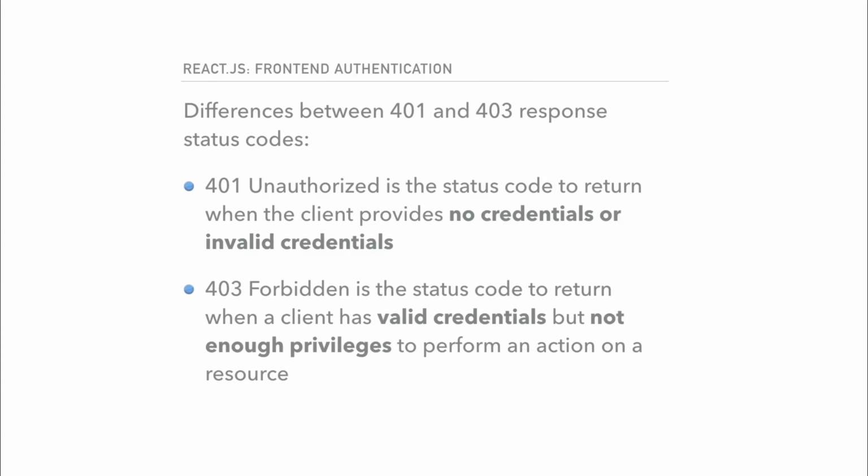Since we started talking about the 401 response status code, let's be sure we know the differences between 401 and 403 response status codes. 401 unauthorized is the status code to return when the client provides no credentials or invalid credentials. And 403 forbidden is the status code to return when a client has valid credentials but not enough privileges to perform an action on a resource. So applicable to our case, we need to react to 401 and not 403.